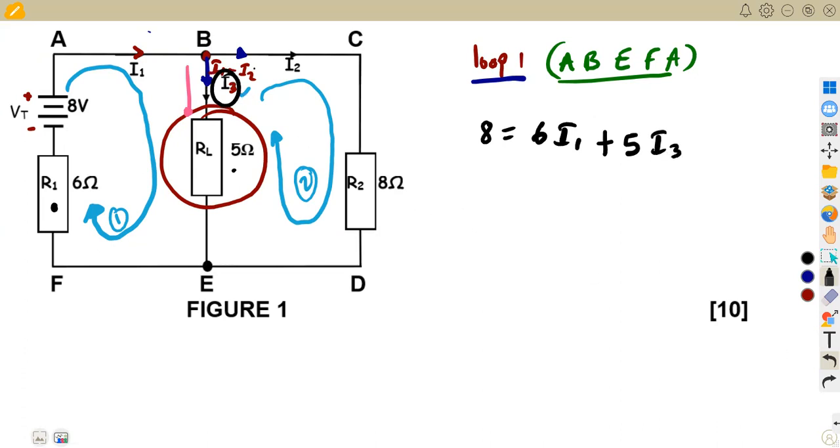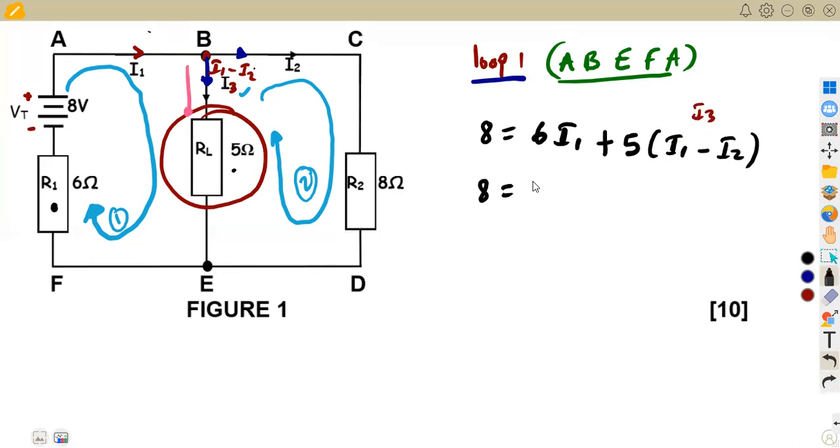Our current was supposed to be written as I3 like this. But remember that I3 is the one that we wrote here in terms of I1 minus I2. So this is going to be given as I1 minus I2 like that. All right, if you want to write I3, then you substitute from there, it's fine. But just know that this whole part here represents I3.